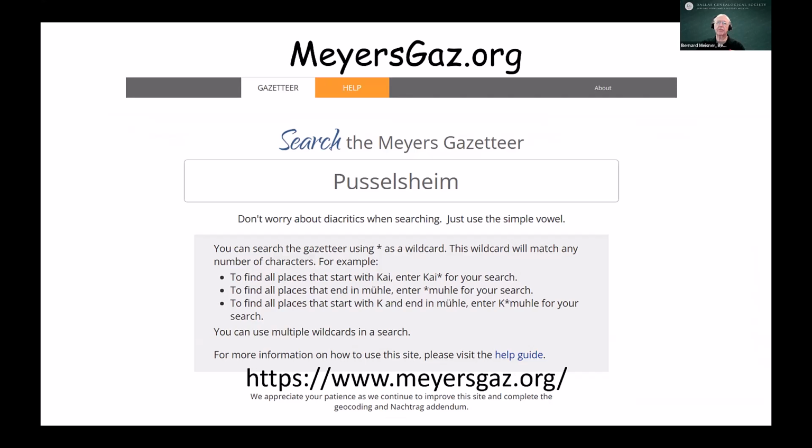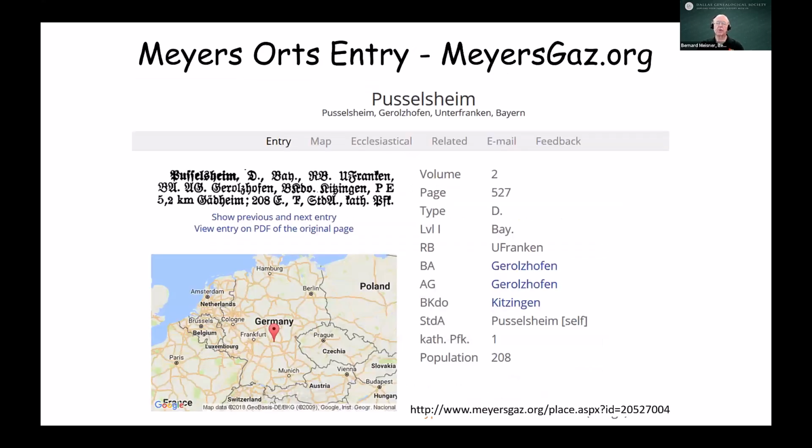So as we look at gazetteers, you hopefully may be familiar with myersgaz.org. It's the website. You can go in, put the name of your village. If you're not sure of the exact spelling, you can do wildcards. And if there's more than one, it will show you all the choices. And again, you want to sort of know where physically in Germany that particular site is. This is what will initially come up.